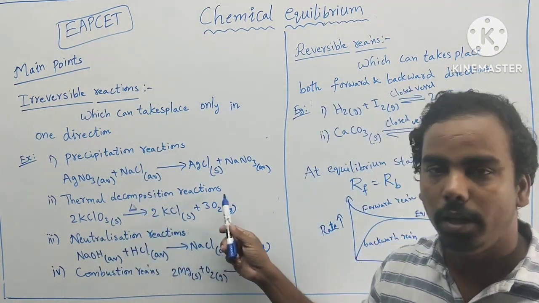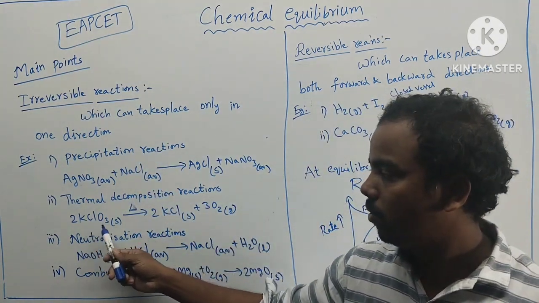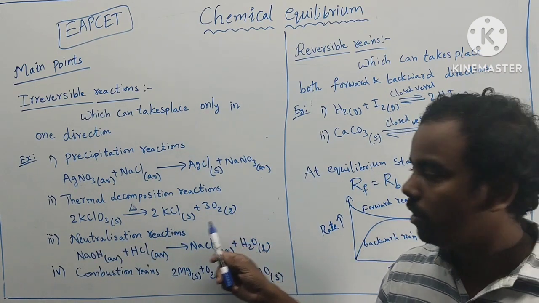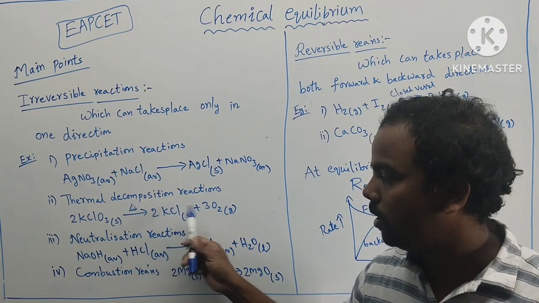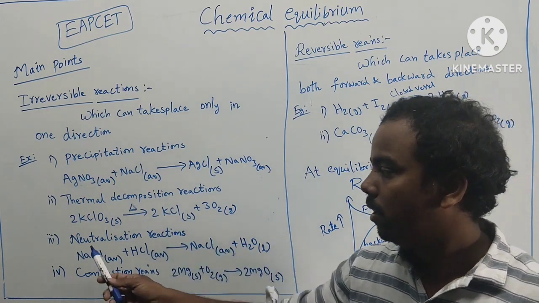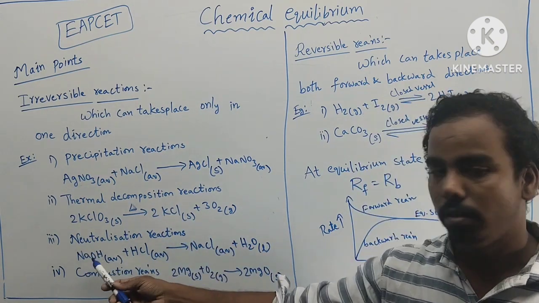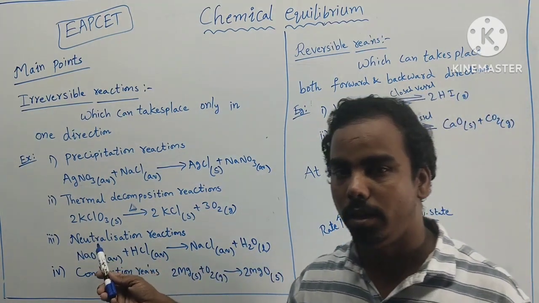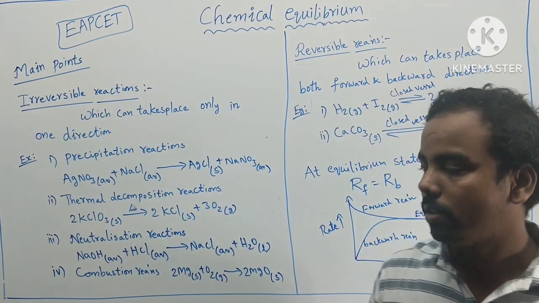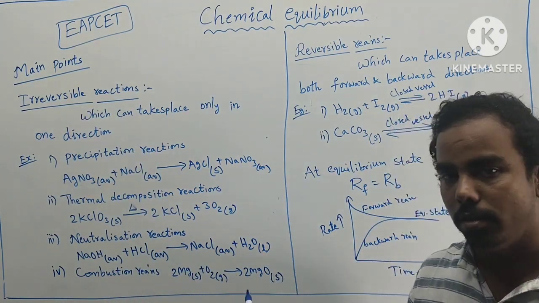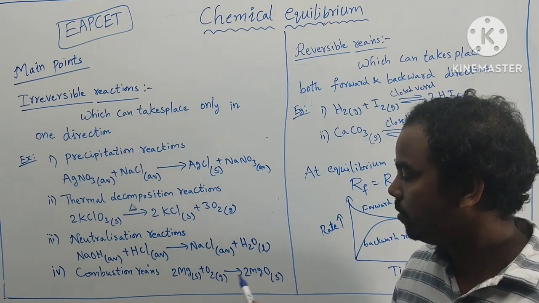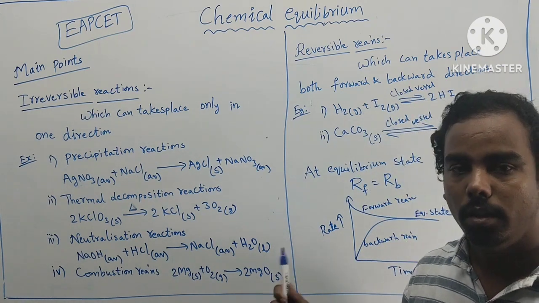Second example, thermal decomposition reactions. KClO3, potassium chlorate, on heating forms potassium chloride and oxygen gas. It forms a solid and it is an irreversible reaction. Next, neutralization reactions. Acids react with bases, forming salt and water. They are irreversible reactions. Fourth one, combustion reactions. When metals or non-metals react with oxygen and form their oxides, they are irreversible reactions.